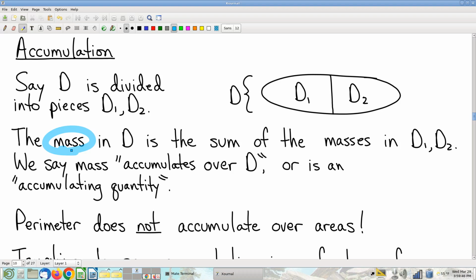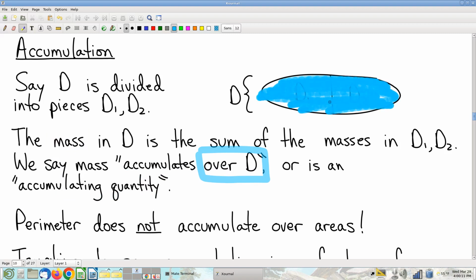Quantities that have this property, you can say they accumulate over the area, or sometimes, linguistically, it's more convenient to say it's an accumulating quantity. It's understood that what we mean is it's accumulating over the area, by which I mean, when I say over the area, that it is the area that I'm chopping into pieces.